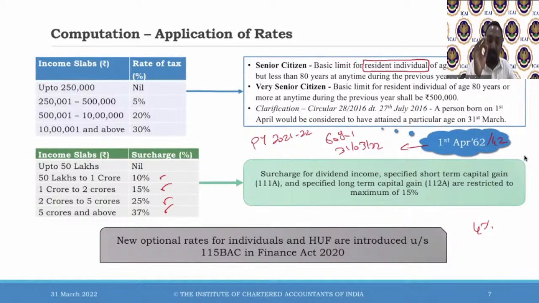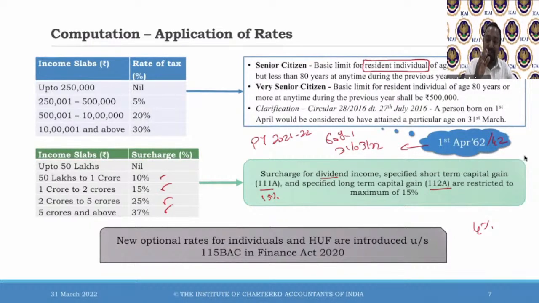So what income? Such as your dividend income, short-term capital gain under section 111A, long-term capital gain under section 112A. For these incomes, the limit is 15%. The maximum surcharge which can be applied is only 15%. Generally, short-term capital gain under section 111A is itself taxed only at 15%, correct?